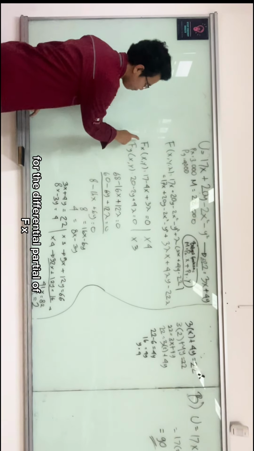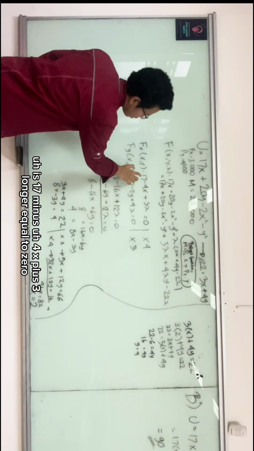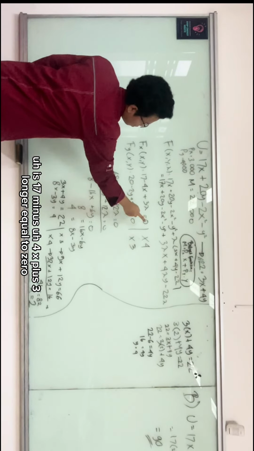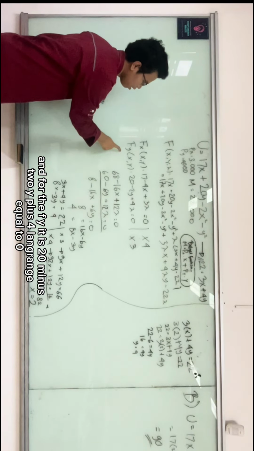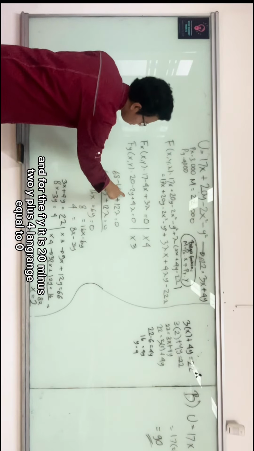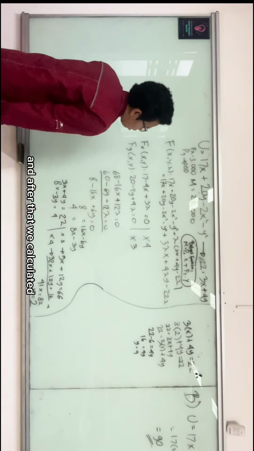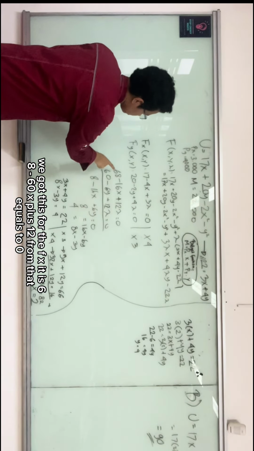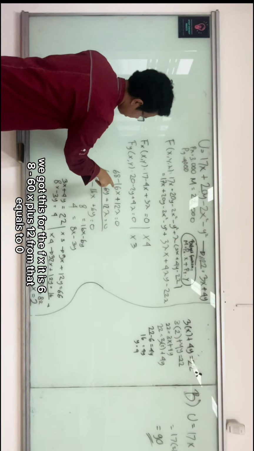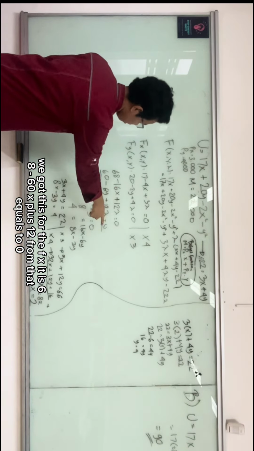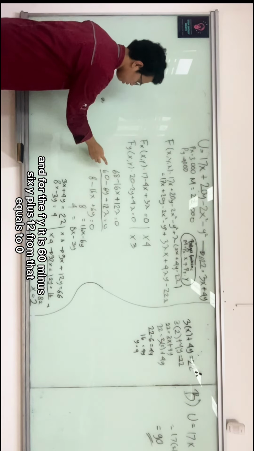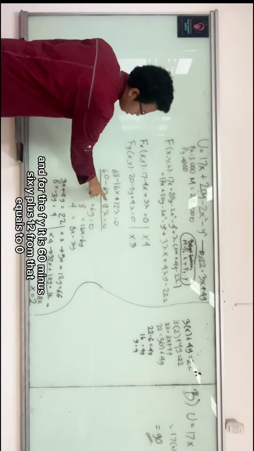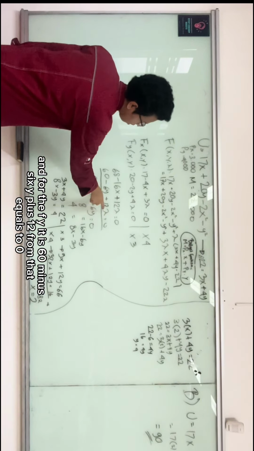For the partial differential of fx, it is 70 minus 4x plus 3 lambda equal to 0, and for the fy it is 20 minus 2y plus 4 lambda equal to 0. And after that, we calculate it. We got this for the fx: it is 68 minus 60x plus 12 lambda equals to 0. And for the fy, it is 60 minus 6y plus 12 lambda equal to 0.